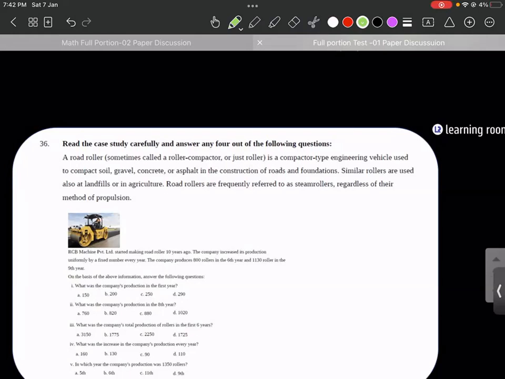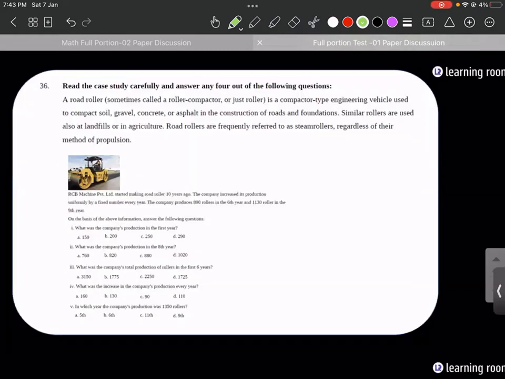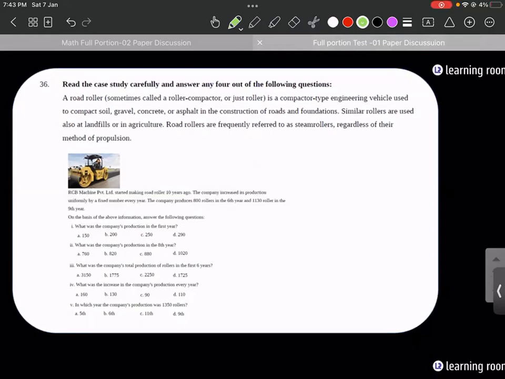RCB Vision Private Limited started 10 years ago. Increase in unit number of rollers, and 0 rollers in the 9th year. So of the above information, answer the following question. What is the company's production in the first year? Tell me that. So this problem is based on arithmetic progression because the common difference is there.